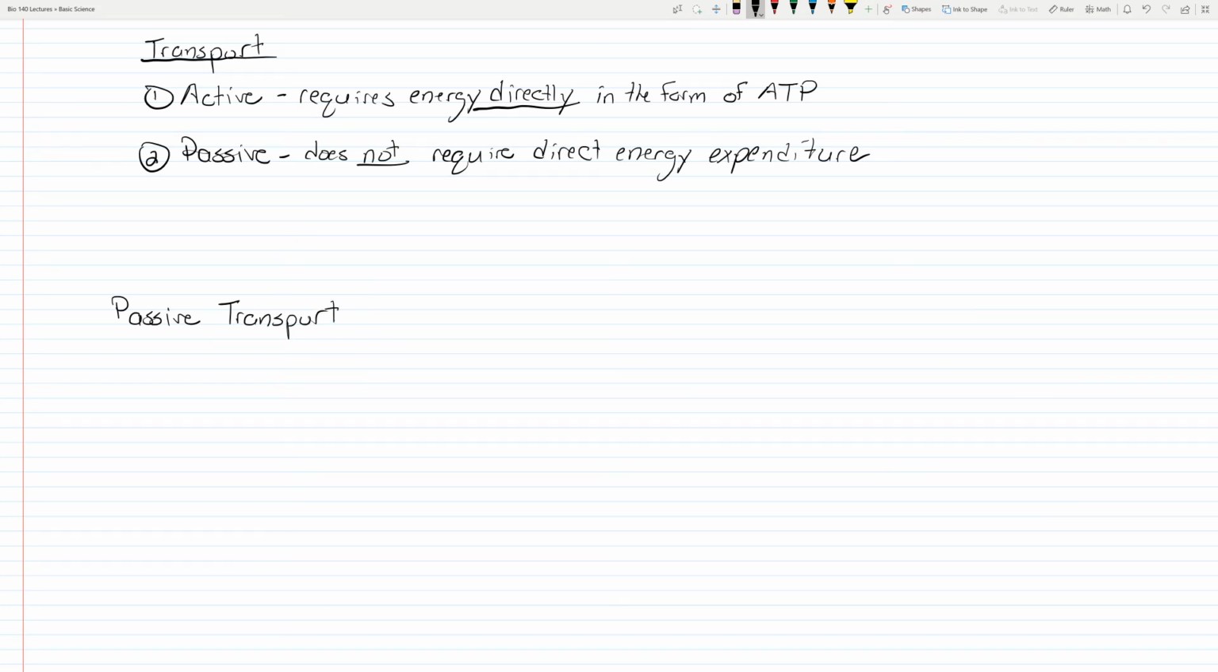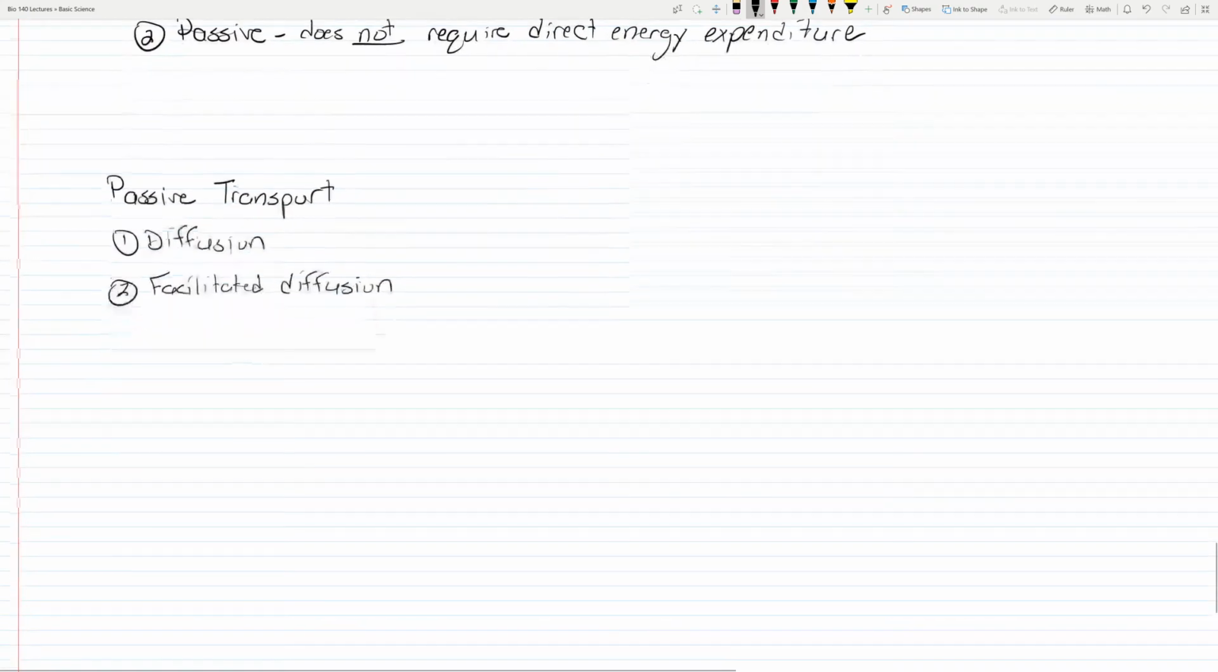There are two main categories inside of passive transport. One is diffusion, and the second is facilitated diffusion. If you remember what diffusion is, you automatically know what facilitated diffusion is, because all facilitated diffusion means is that it has to have something it goes through. And that's it.